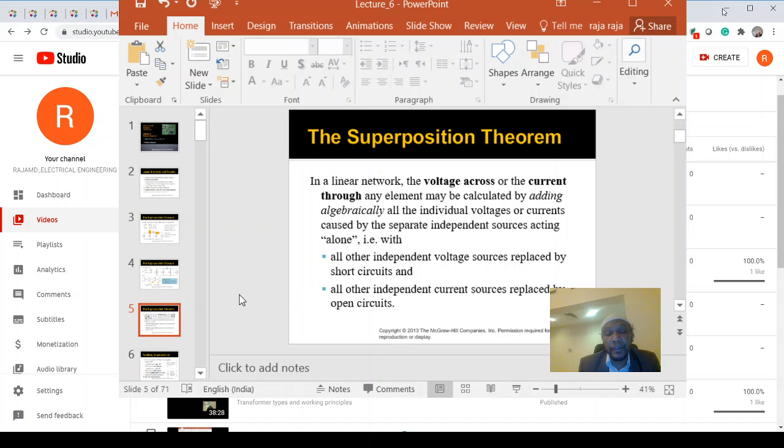The superposition theorem is used only for linear networks. The voltage across or current through any element may be calculated by adding algebraically all the individual voltages. Note the word algebraically: all individual voltages or algebraically all individual currents.